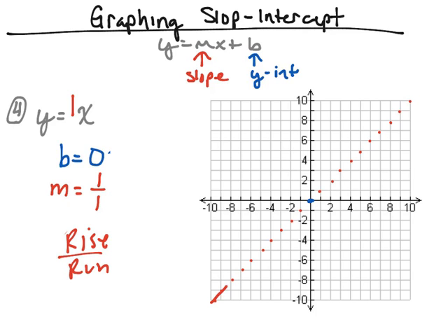So if I connect all of these dots, I now have the graph of y equals x. This line has a y-intercept of 0, and it also has a slope of 1. Now this particular graph is very important. We call this our parent function, and we'll be discussing that a little bit more later on. But again, this is called the parent function.